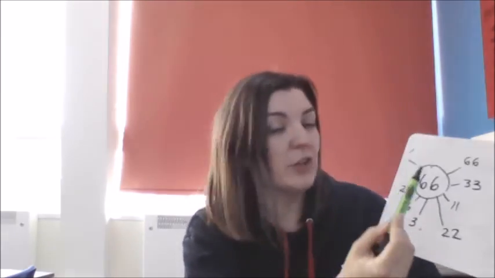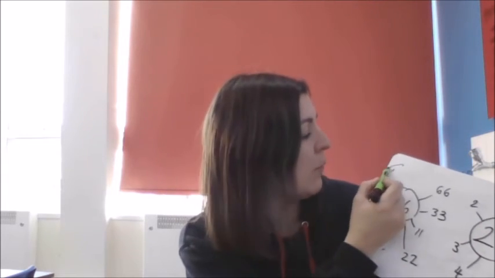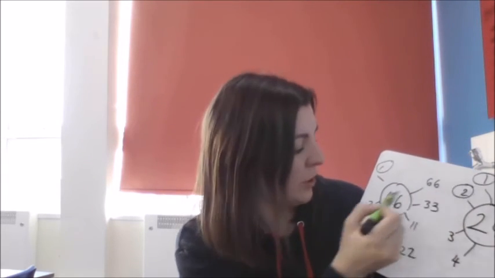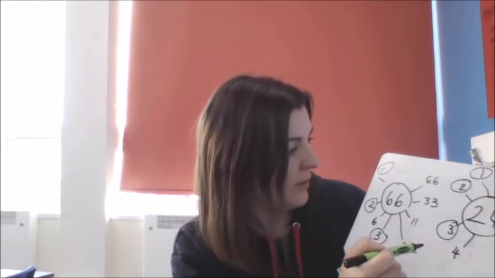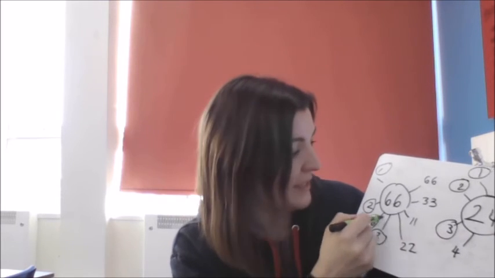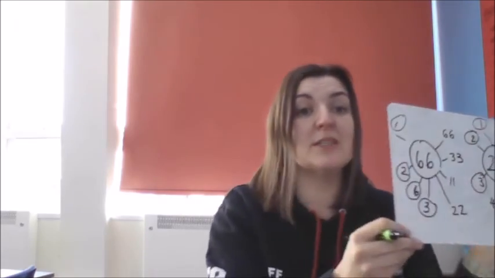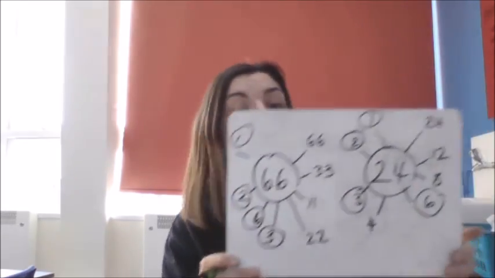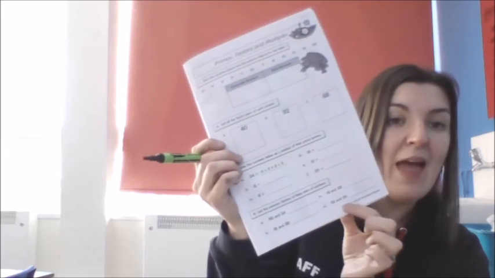So now I've got to find which factors 66 has got and 24 has got. They've both got 1, they've both got 2, they've both got 3, they haven't both got 4, they've both got 6, and that's it. So the common ones, the ones that they have both got, are the ones I've circled. So 1, 2, 3 and 6, and you would do that for all of those pairs.